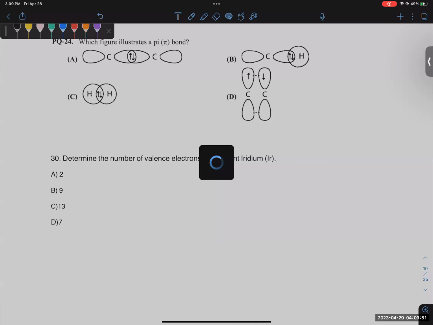Would you use the F subshell as well, because there's one right before the D subshell in iridium? Or do you just ignore the F subshell?